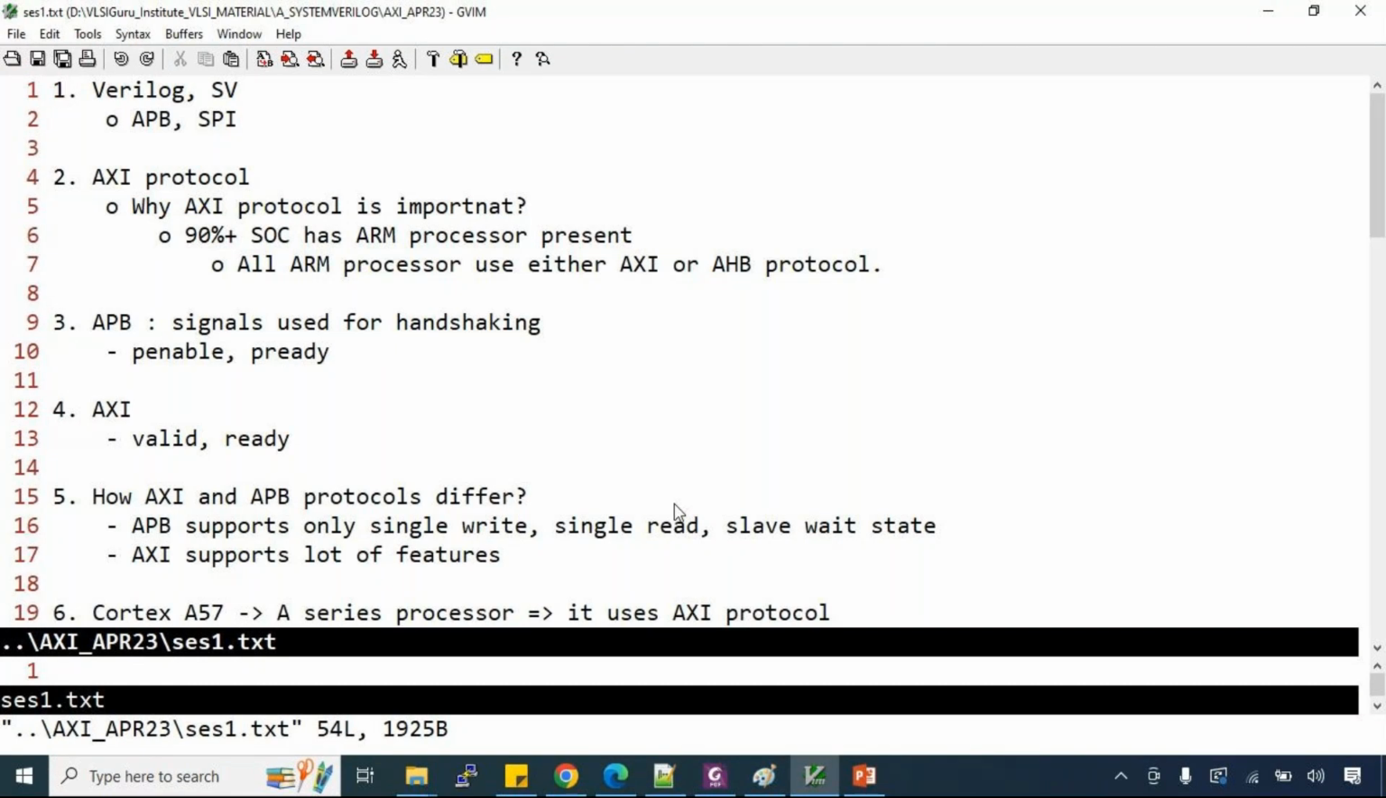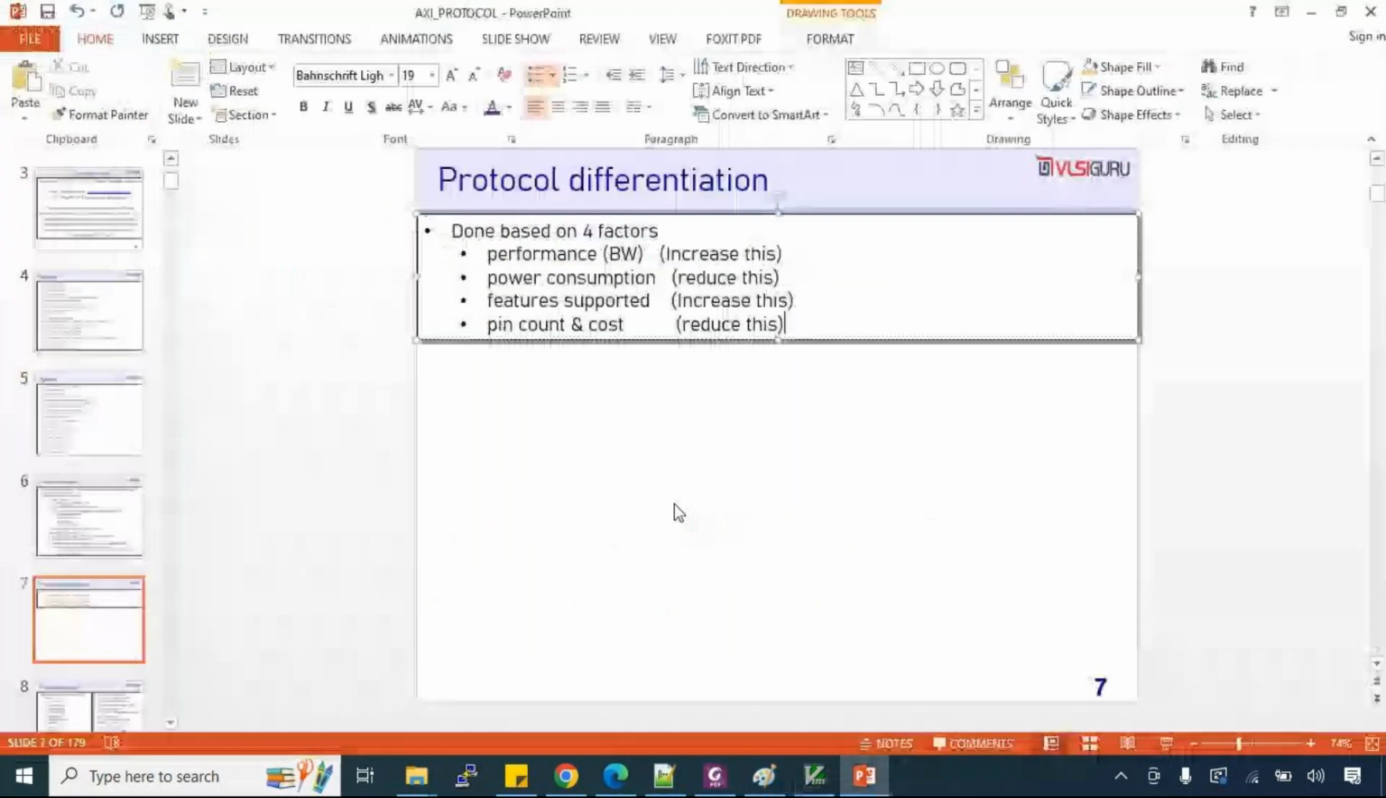Even in protocols, when you have to choose a protocol for your specific use, you will choose with these criteria. What is the performance? What is the power consumption? What are the features supported? How many features does it support? And what is the pin count and the cost? We always want performance to be on the higher side, power consumption to be lower, features to be on the higher side, pin count and cost should be lower.